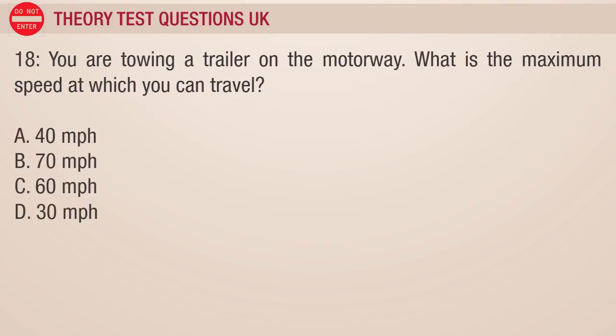Question 18. You are towing a trailer on the motorway. What is the maximum speed at which you can travel? A. 40 miles per hour. B. 70 miles per hour. C. 60 miles per hour. D. 30 miles per hour. Correct answer C.